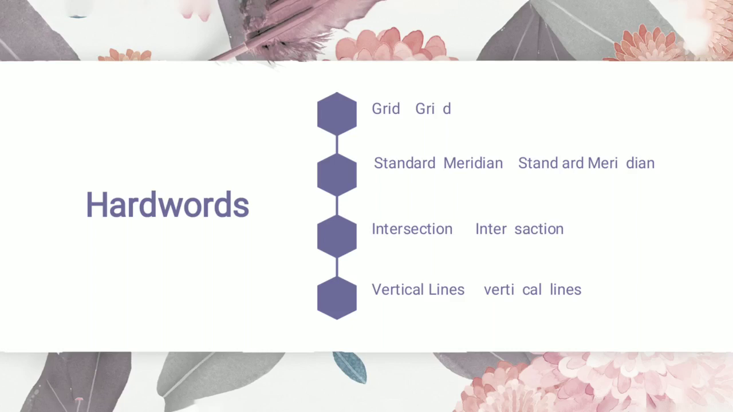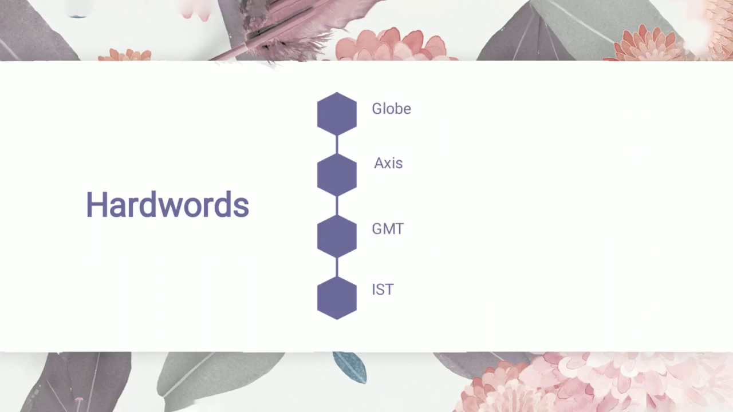Next is vertical lines. The meaning of this word is a line which is drawn like this. This is a vertical line. Next word is globe. What is a globe? It's a three-dimensional model of the earth. It's called globe.